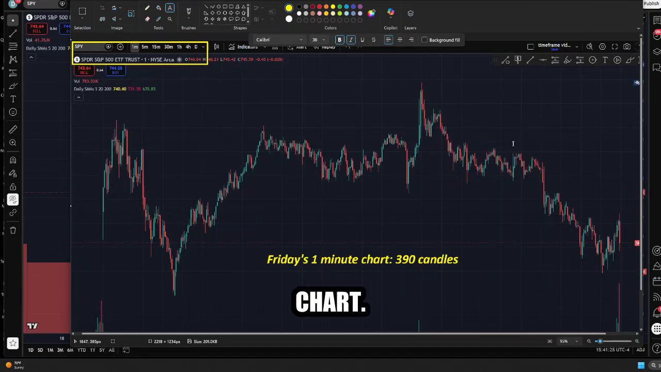Down to the 1-minute chart, each candle is 1 minute of time. It records the opening and the close per 1 minute. 390 candles on the 1-minute chart.